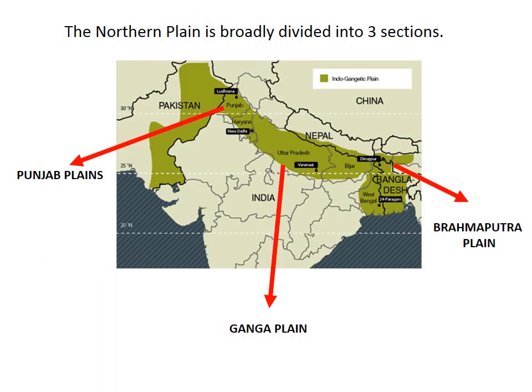As you know that three rivers have together formed this plain, so the entire plain can be divided into three parts. We have Punjab plains right in the west. The central part is known as the Ganga plain, and the eastern half is known as the Brahmaputra plain. We will be taking up each one in detail.